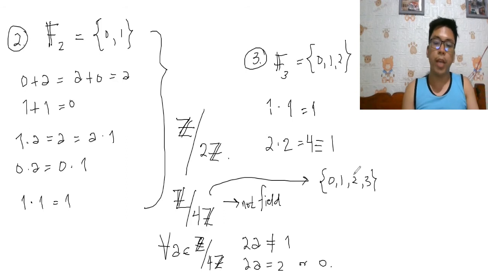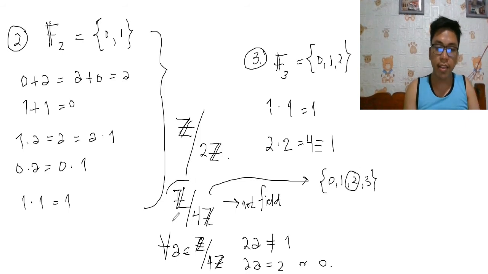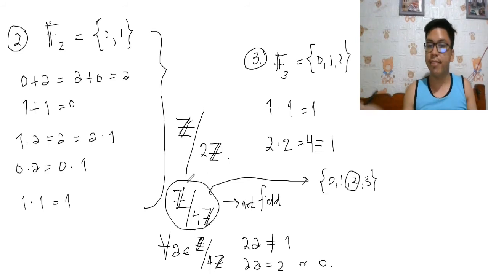If you multiply 2 by 1, you get 2. If you multiply 2 by 2, you get 4, and basically, that's congruent to 0. If you multiply 2 by 3, that's 6, and it's congruent to 2. So therefore, 2 in this case doesn't have an inverse. So it doesn't have a multiplicative inverse, implying that this set here is not a field. That's it. Okay, so now that we have shown that F3 and F2 here are actually fields.